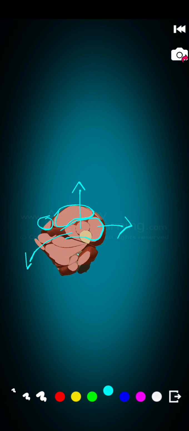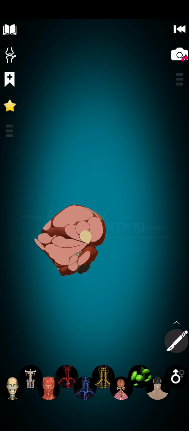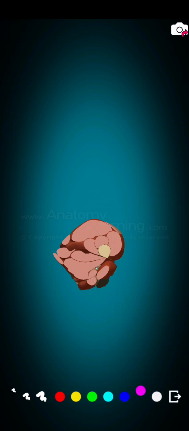Now, what you should know is that these guys here are actually called the quadriceps femoris. These entire guys here are called the quadriceps femoris muscle. So when you look at your rectus femoris, vastus lateralis, vastus intermedius, vastus medialis, these are going to be called your quadriceps femoris.